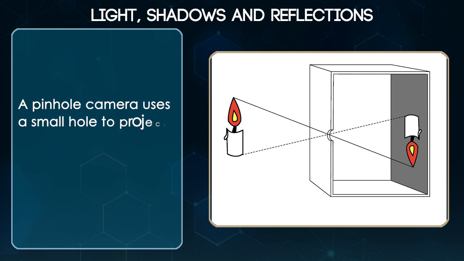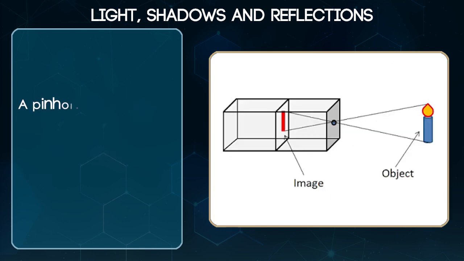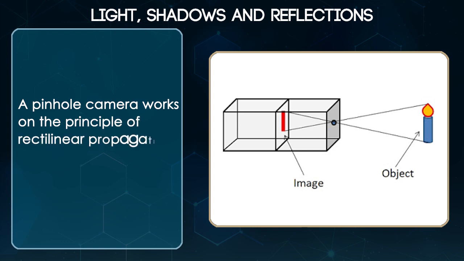A pinhole camera uses a small hole to project an inverted image of an object onto a screen or wall. A pinhole camera works on the principle of rectilinear propagation of light.